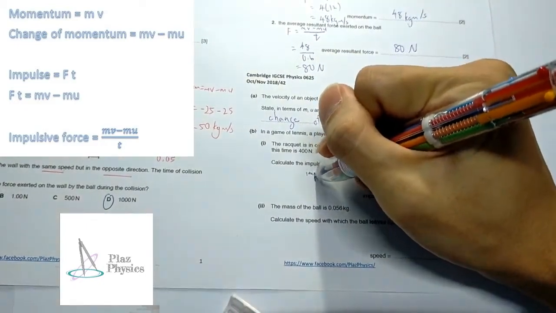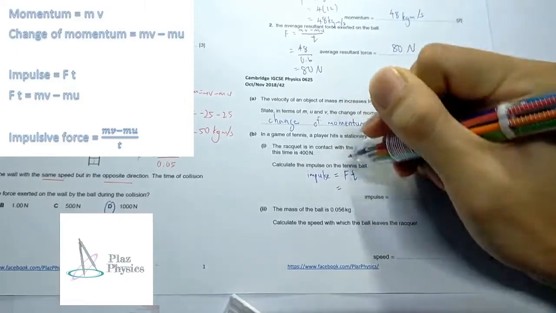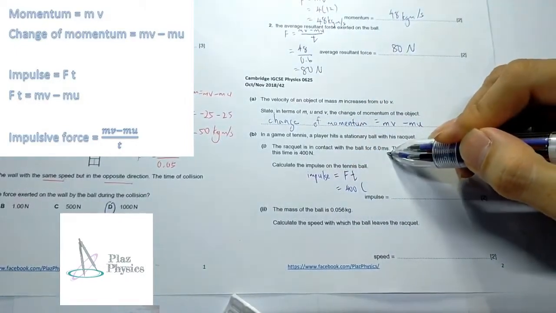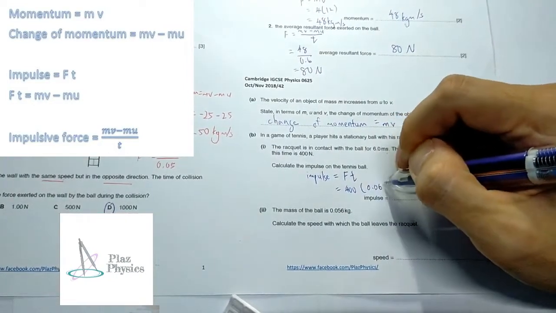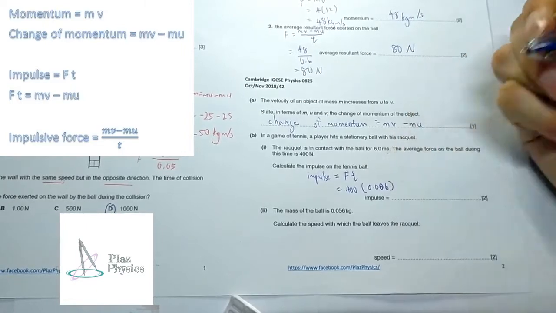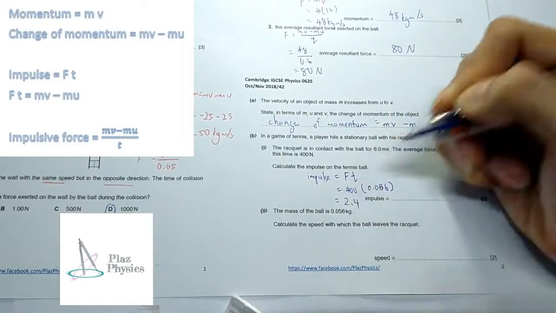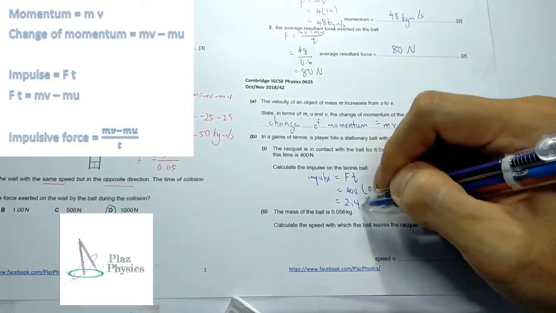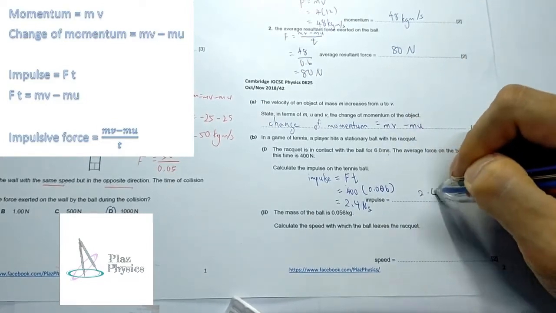So the impulse will be Ft. So force 400. Time, be careful, is millisecond, so we need to change to second, 0.006 second. So we'll get 2.4. Okay, what is the unit? Force times time, so Newton second, because we multiply.